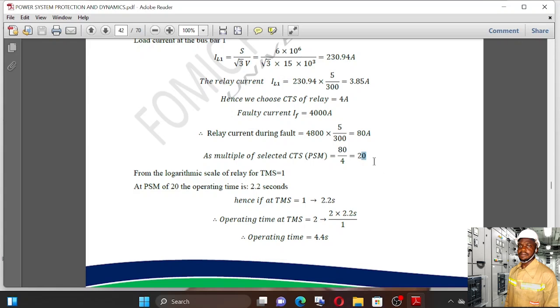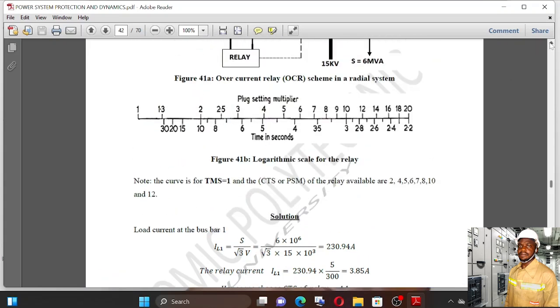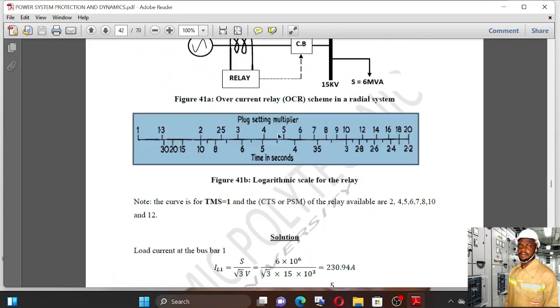Now, you know there are two things we have to set here, the plug setting and the time setting. But the time setting was given to us, and it was required for us to calculate the operating time at which the relay would react. So since we have 20 here, we look at the scale that was given for the plug multiplier setting of 20. What is the operating time? Here is 20. So you deduce the operating time here, which is 2.2 seconds.